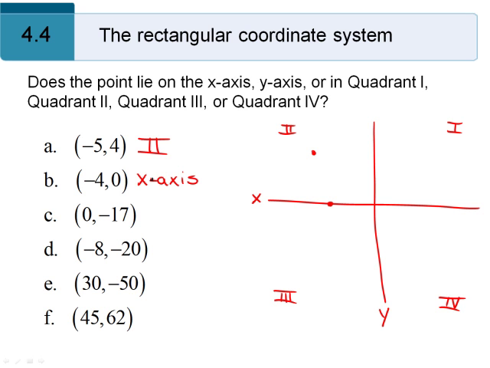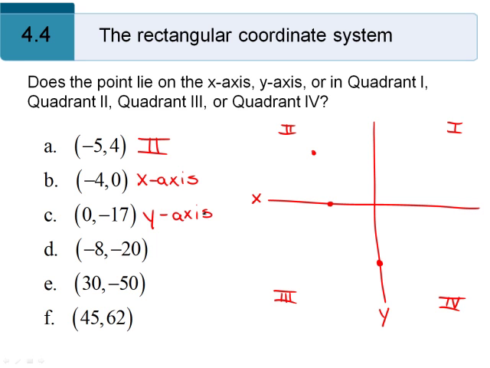Now, letter C, (0, -17). So be careful. You're at 0, you don't go anywhere left or right, but then you have to go down to -17, so that's going to be on the y-axis. So you're just thinking about where the point's going to be. You're not doing an exact plotting of the point. You just need to see where it's going to be. Quadrant 1, 2, 3, or 4? Is it on an axis?